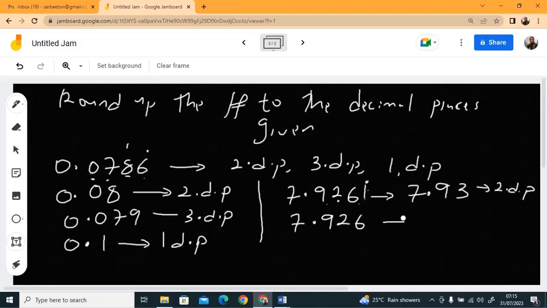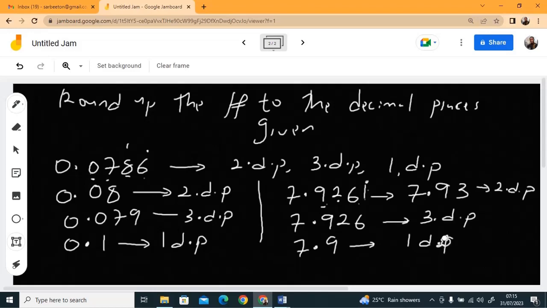7.926. So this is 3 decimal places. Can you recall? I'm still using this number for it. Now for 1 decimal place, it means you stop here, right? You check the next number. Is it up to 5? No, it's not up to 5. So it will be 7.9. That is 1 decimal place.